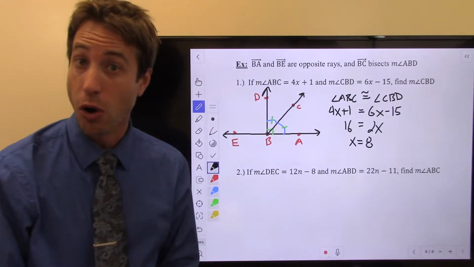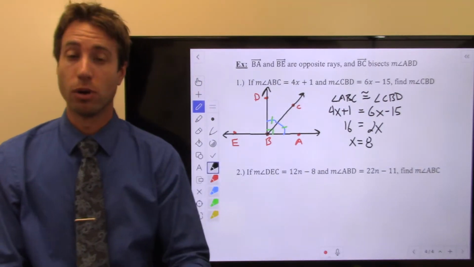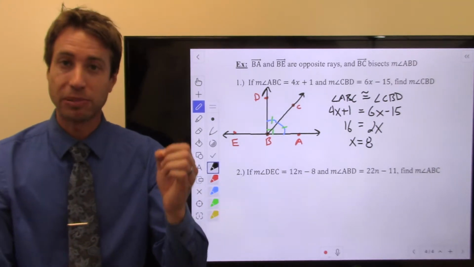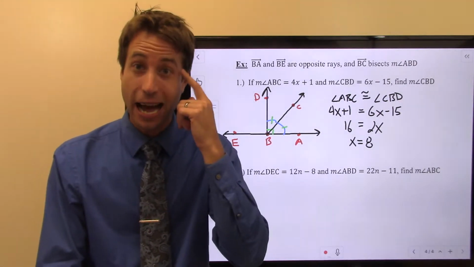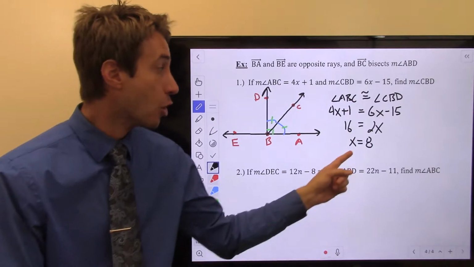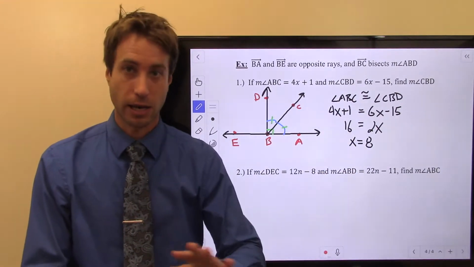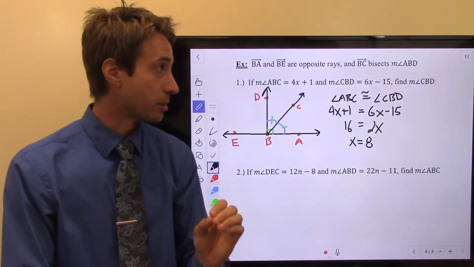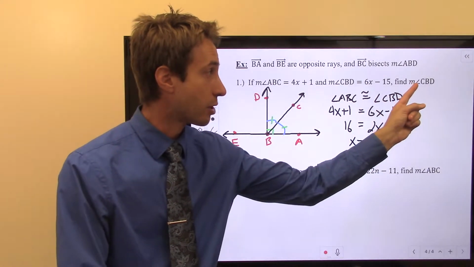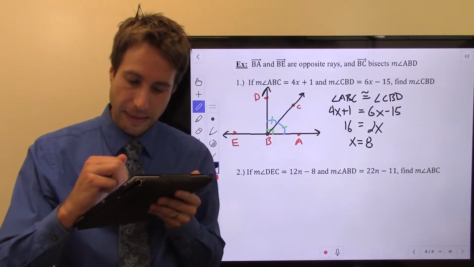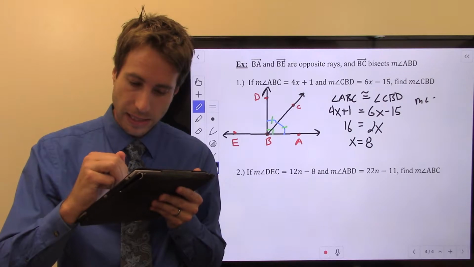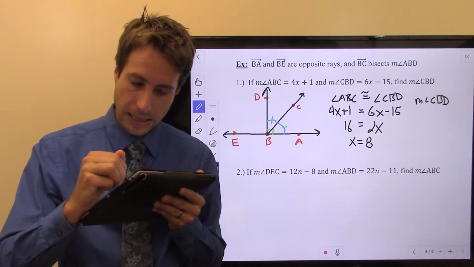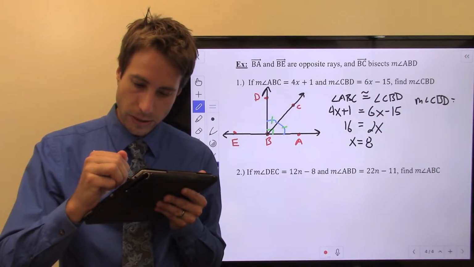Did I ask you to solve for x? No. We've seen this over and over and over again. Please be very, very careful not to get algebra brain, right? Algebra brain said, oh, I solved for x, that's my answer. Careful. This is geometry. Please be very, very careful. I asked you to find the measure of CBD. So the measure of CBD is equal to 6x.